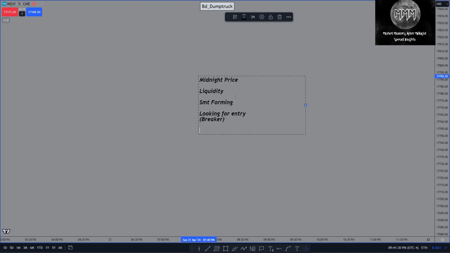Breakers in SMT, I've talked about it before. A breaker after SMT, it's better than sex. It's crazy how accurate it is. I'm telling you. So once we see our PD array of interest that we're looking to enter on, then we're seeing entry. For me, I'm using breaker a lot too, because once we form a breaker, we have a swing point to project off of.